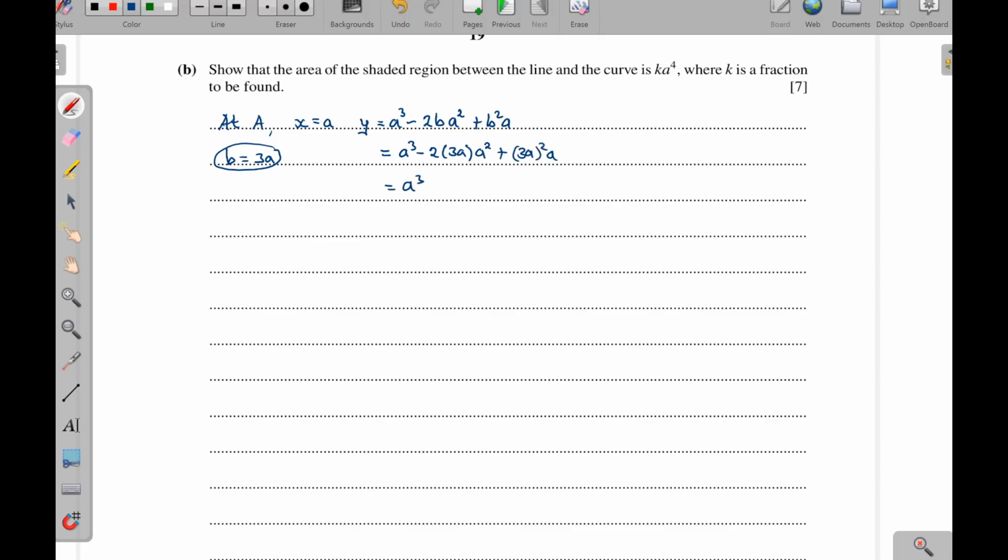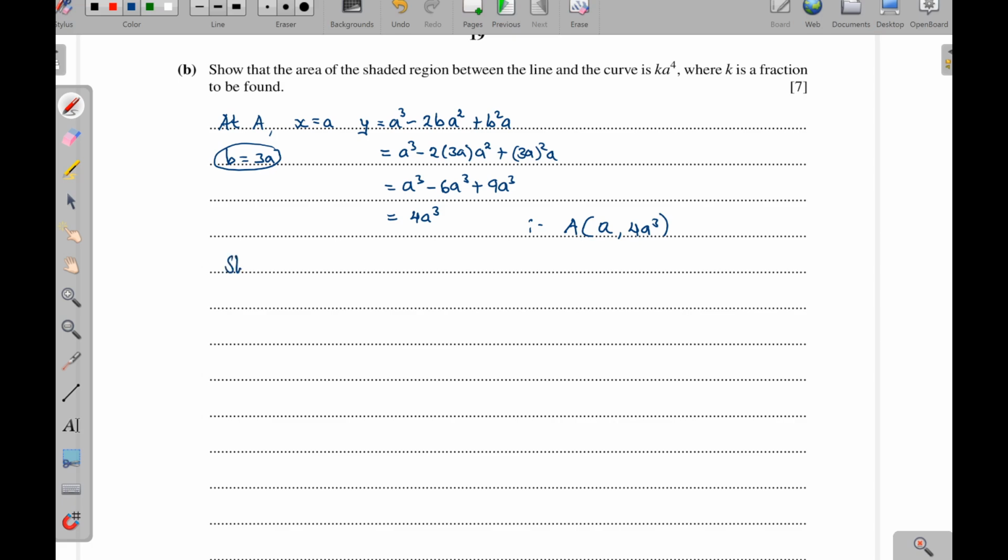So you have a cubed, then minus 6a cubed, okay? Then plus 9a cubed. Now 9 plus 1 is 10, minus 6, that is 4. That is 4a cubed. So this implies that the coordinates of A are a, and the y coordinate is 4a cubed. So I need to find the area under the curve.